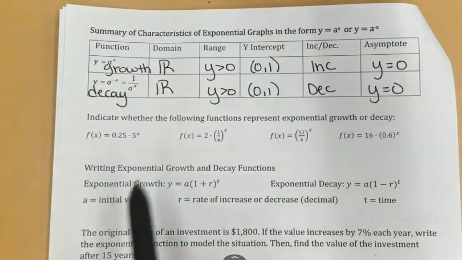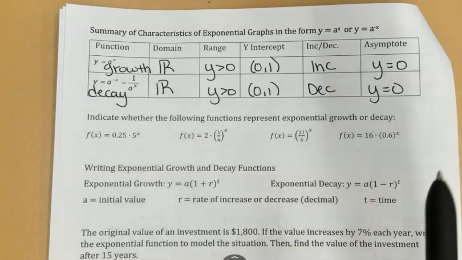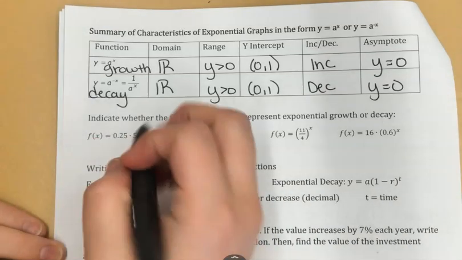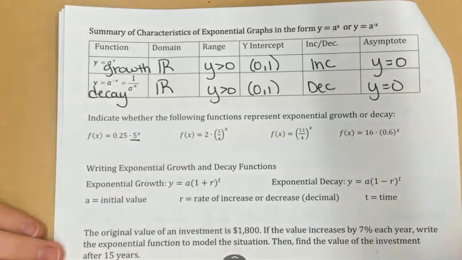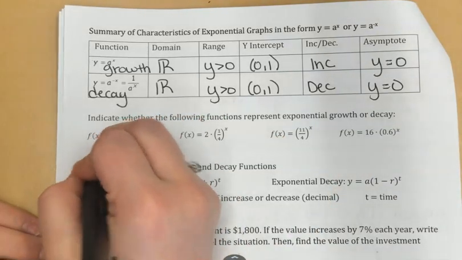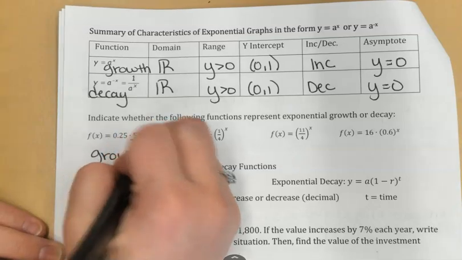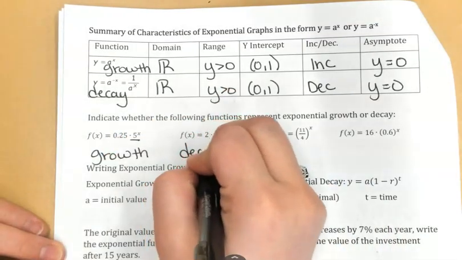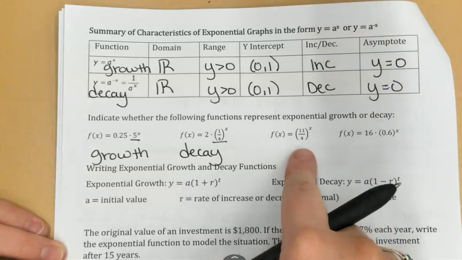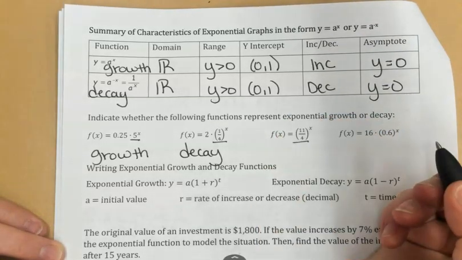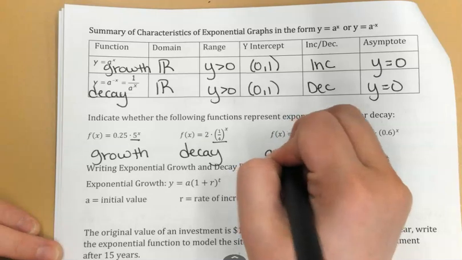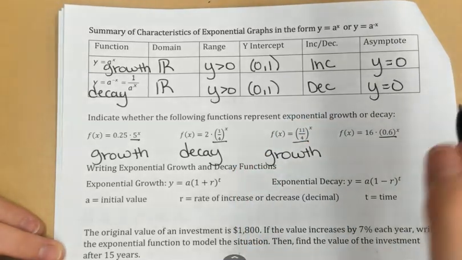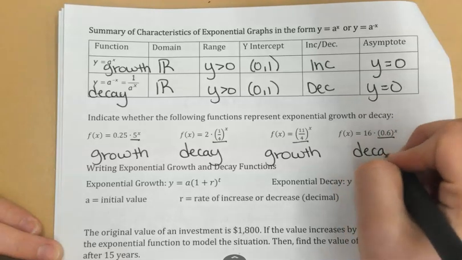So now we're going to look at how I know if I have growth or decay by just looking at my base. So on this first one, remember the base is the number attached to your exponent. Here it's 5, that's greater than 1, so I know that this is going to be growth. On the next one, my base is 1/4, that's less than 1, so that's going to be decay. I've got 11 over 4, which is a fraction, but it's still greater than 1, so this is going to be growth. And then on the last one, 0.6 is less than 1, so that is also going to be decay.